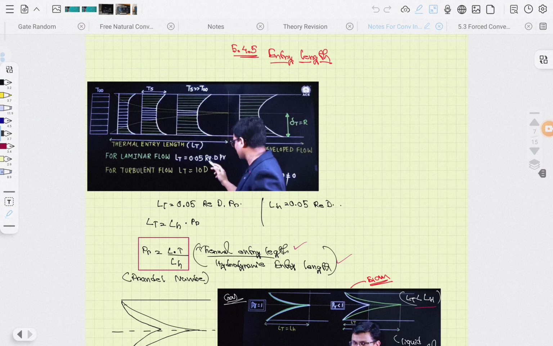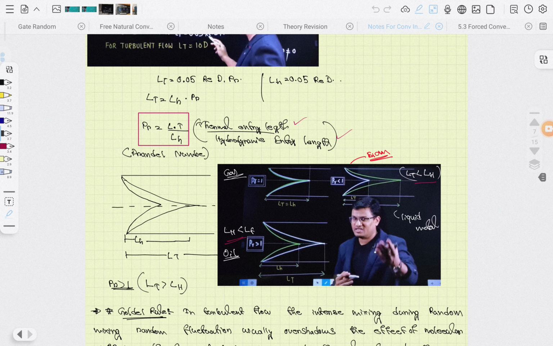Now the entry length, how is the entry length for laminar flow? It is 0.05 into Re into d. So Prandtl number is the ratio of thermal entry length to hydrodynamic entry length. So for gas, what is happening? For gas, these are equal.